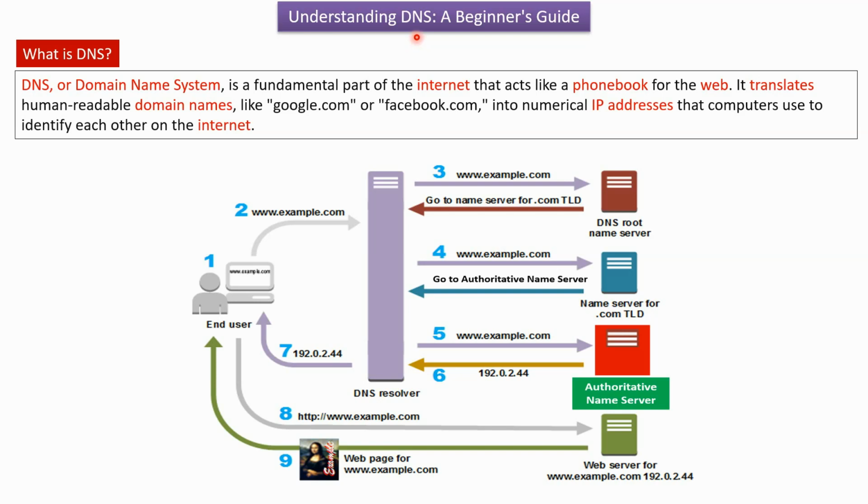In this video tutorial, I will explain what is DNS. DNS, or Domain Name System, is a fundamental part of the internet that acts like a phone book for the web. DNS translates human-readable domain names into numerical IP addresses that computers use to identify each other on the internet. Examples of domain names are google.com or facebook.com.